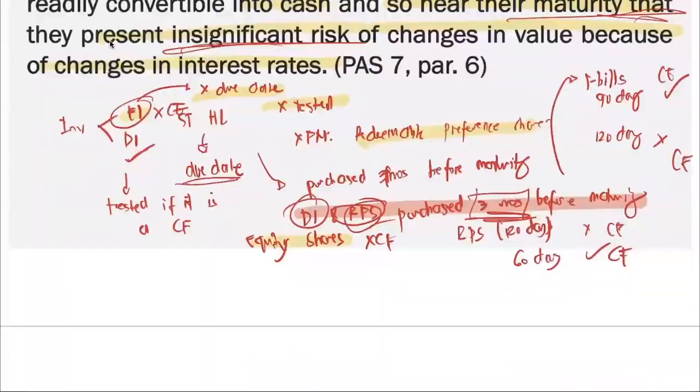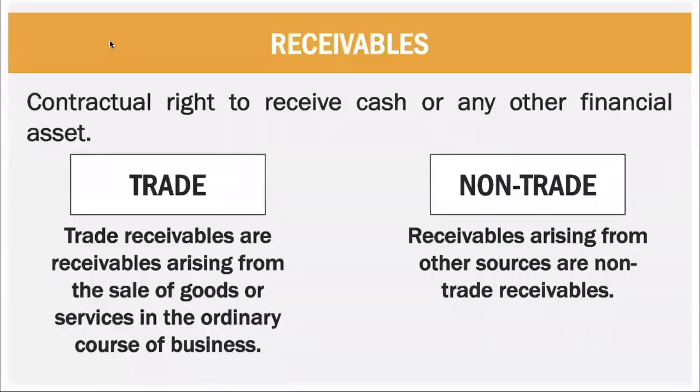We go now to another financial asset. That is your receivable. As I said, a receivable is a contractual right to receive cash or any other financial asset. Your receivables can either be trade or non-trade. So when we talk about your trade receivables, these arise from the sale of goods or services in the ordinary course of business. When we talk about non-trade, these are receivables arising from other sources that are non-trade receivable.